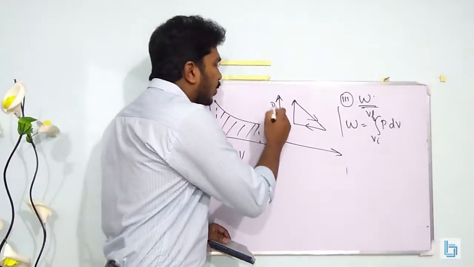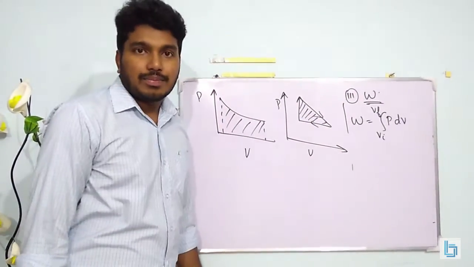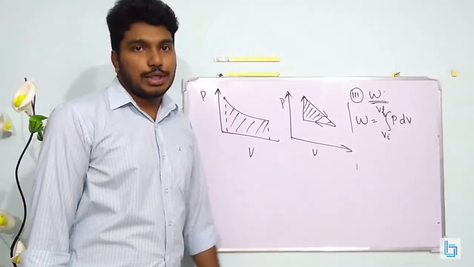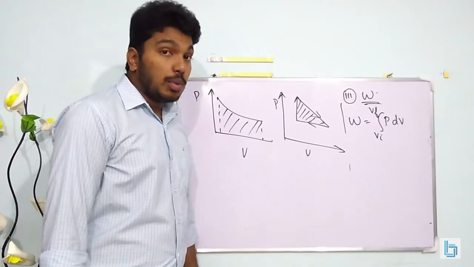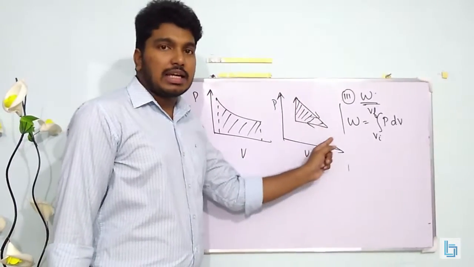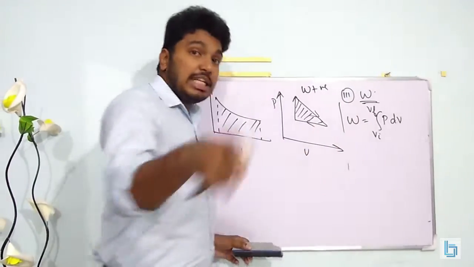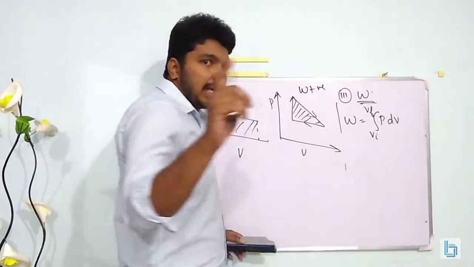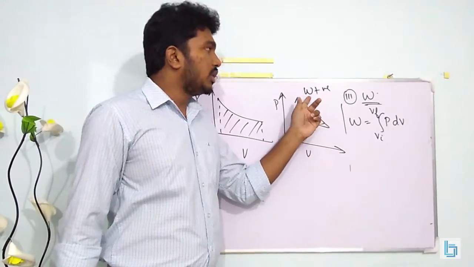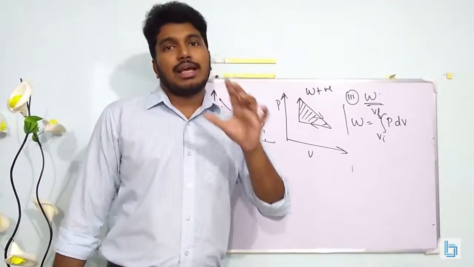Now, if it is a cyclic process, the area of this particular figure, it's a triangle as you can see here, will give you the work done. And do remember that if the cycle is moving clockwise, then the work done will be positive, and if the cycle is anti-clockwise, the work done will be negative. I repeat, if the cycle is clockwise, work done will be positive. If the cycle is anti-clockwise, the work done will be negative.